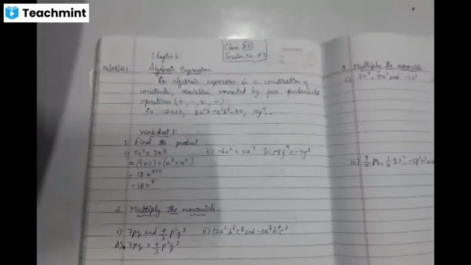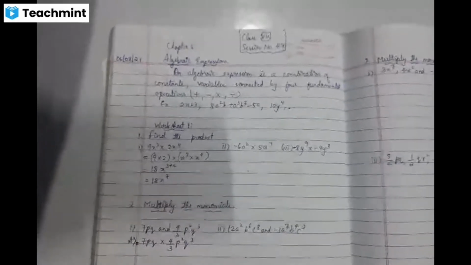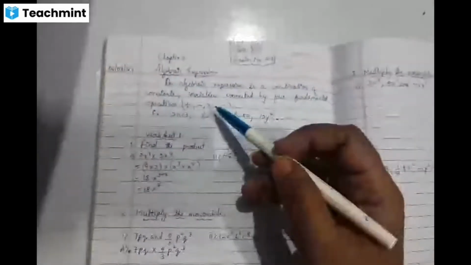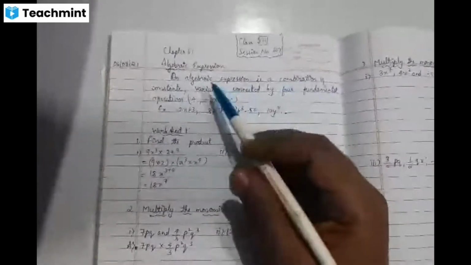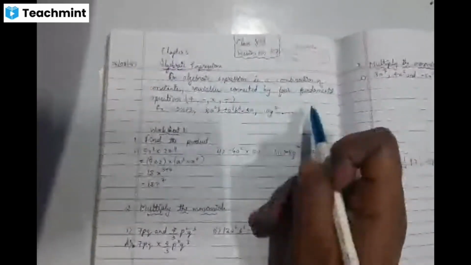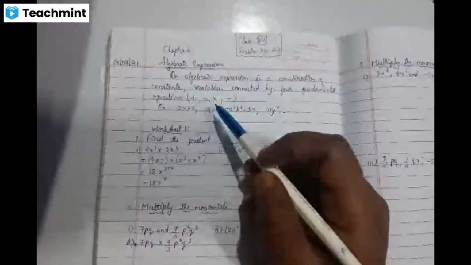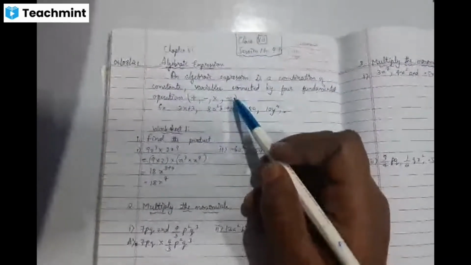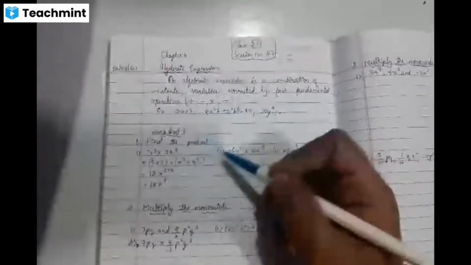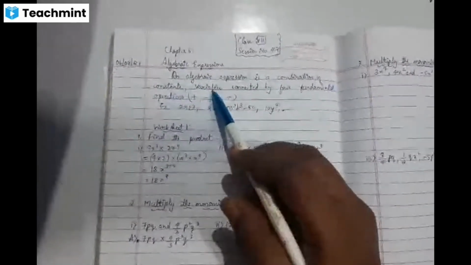Here, do you remember what is an algebraic expression, children? So, algebraic expression is a combination of constants, variables, and also it is connected by 4 fundamental operations: plus, minus, multiplication, and division. So, before going to the examples here, you should know what are constant and variables.